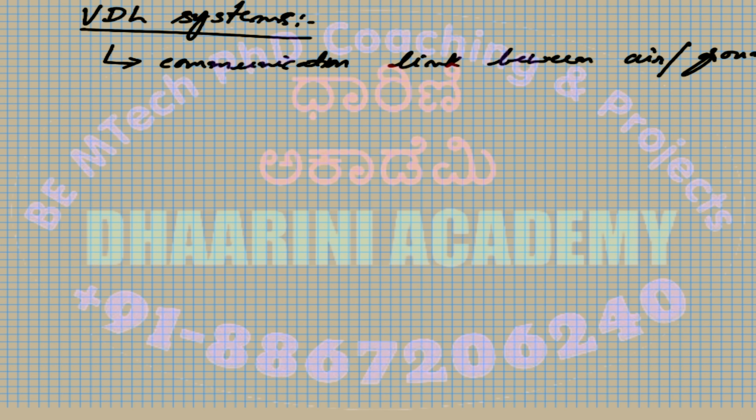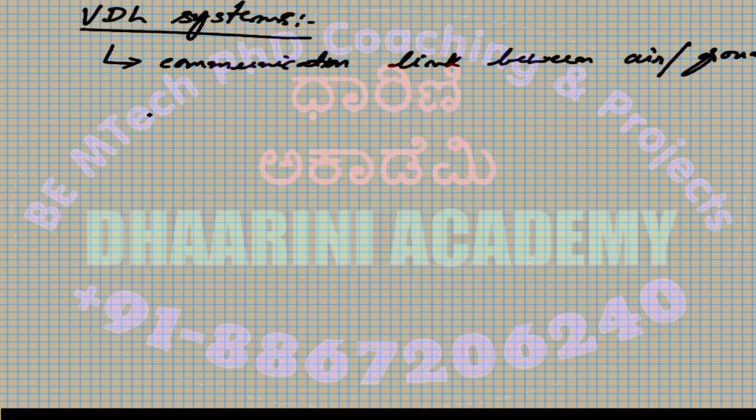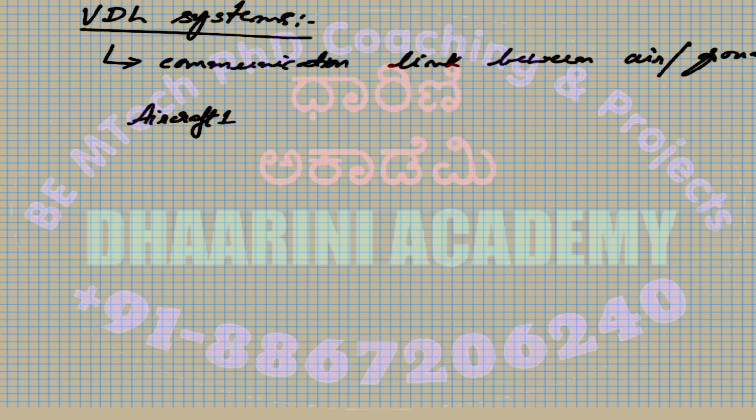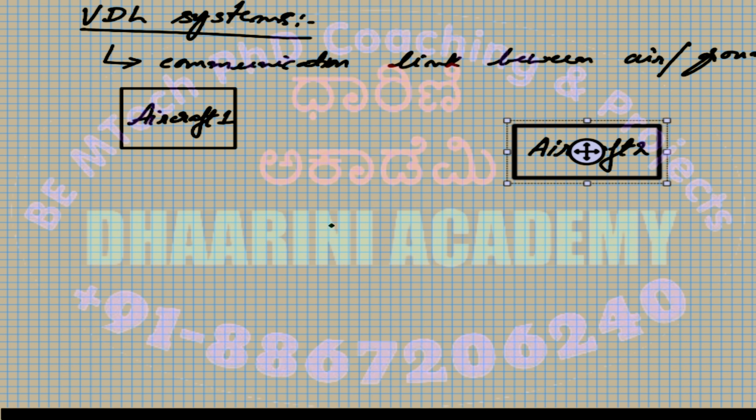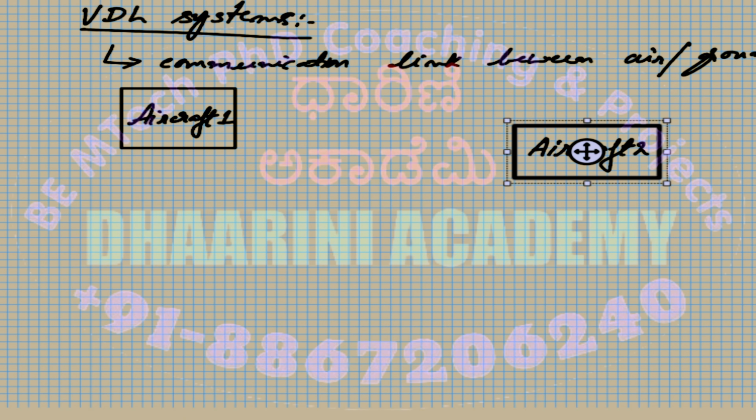Let us assume that there is aircraft number one, and we have another aircraft at a different location, aircraft number two. Okay, so basically, this communication uses a specific application for that.